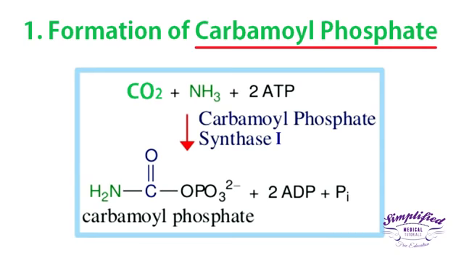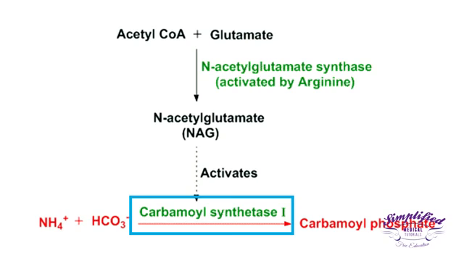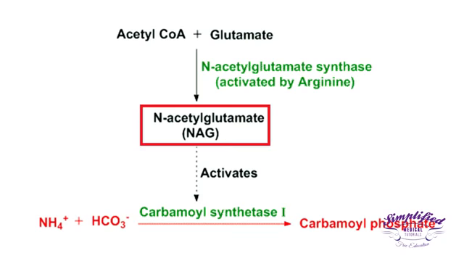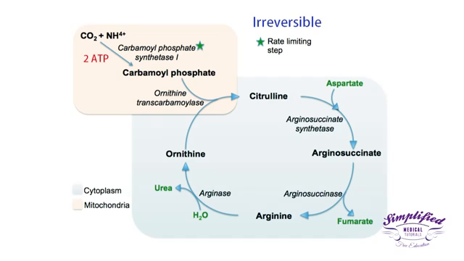Carbamoyl phosphate is synthesized from ammonia and carbon dioxide in the presence of the enzyme carbamoyl phosphate synthetase 1. Carbamoyl phosphate synthetase 1 requires activation by N-acetyl glutamate, which is the positive allosteric activator of this enzyme. N-acetyl glutamate is synthesized from acetyl coenzyme A and glutamate by N-acetyl glutamate synthase. So, this step consumes 2 ATP and is said to be an irreversible and rate-limiting step of this cycle.